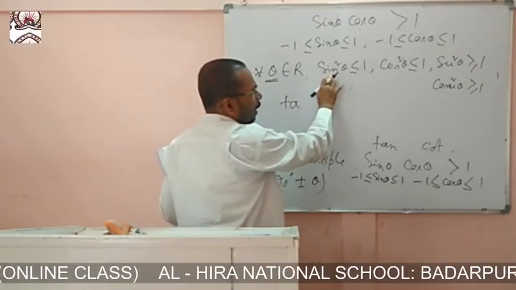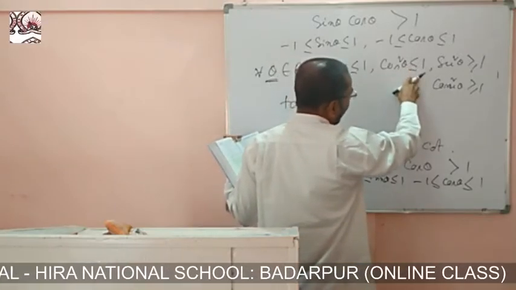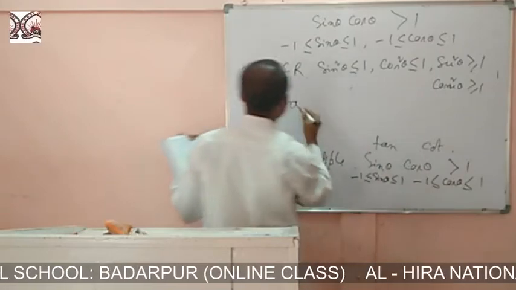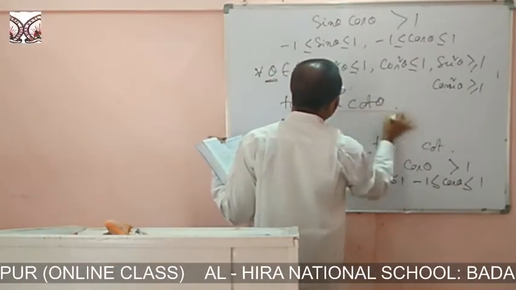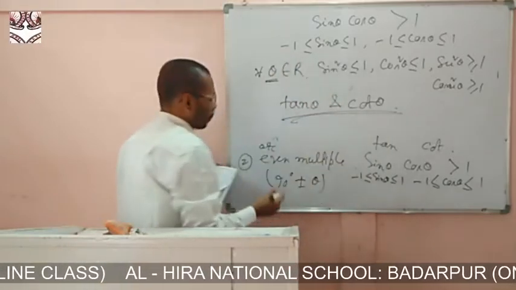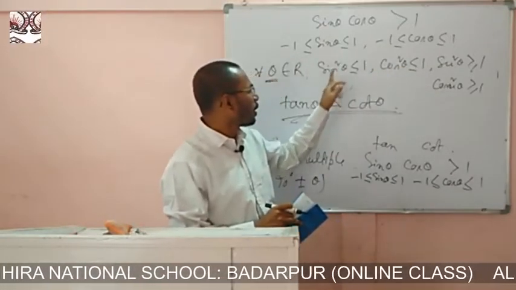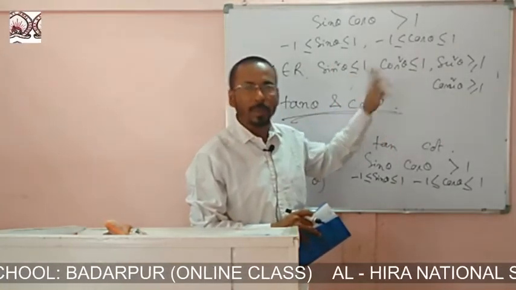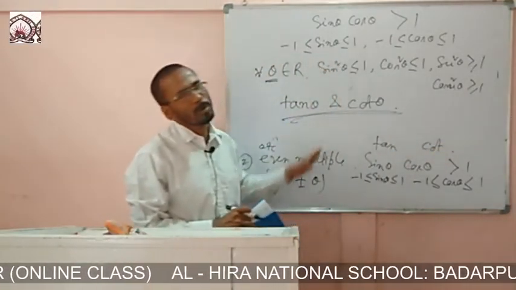Sin theta is always less than or equal to 1, cos theta is again always less than or equal to 1, but sec theta is greater than or equal to 1, cosec theta is greater than or equal to 1, and tan theta and cot theta can have any value. So for these 6 ratios you must remember: sin theta and cos theta are at most 1, sec theta and cosec theta are at least 1, but tan theta and cot theta have any value.